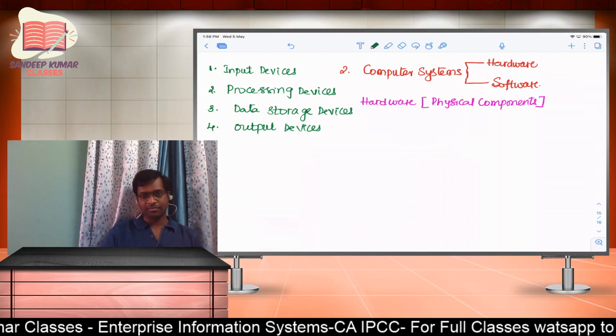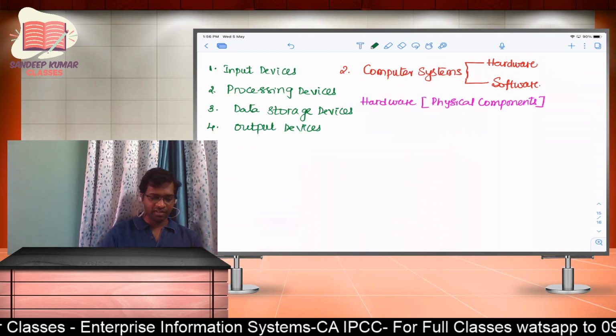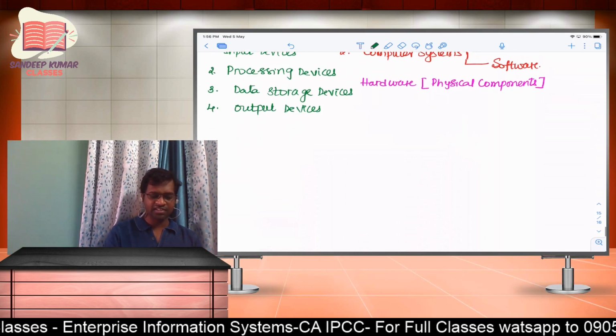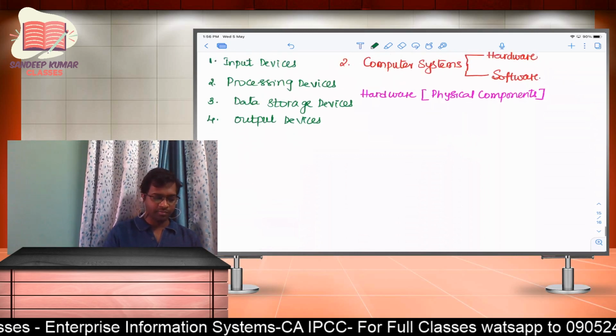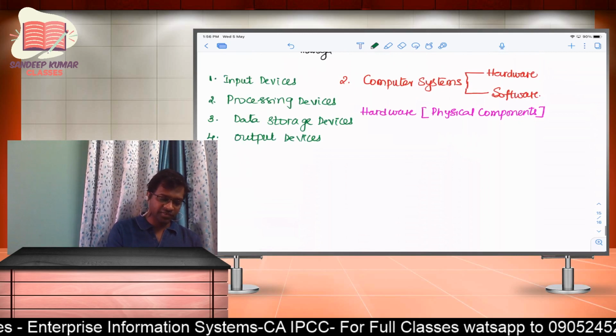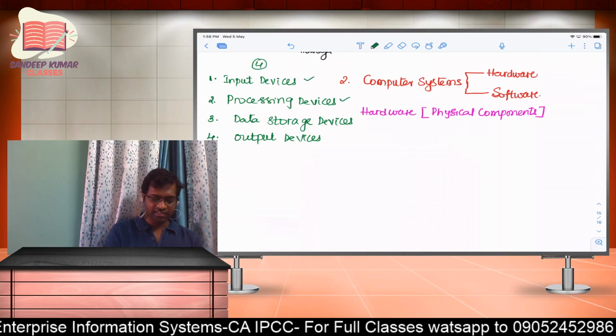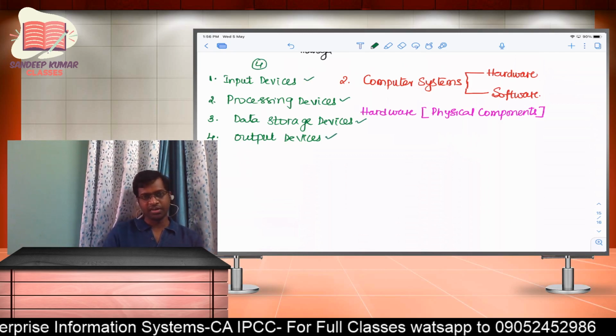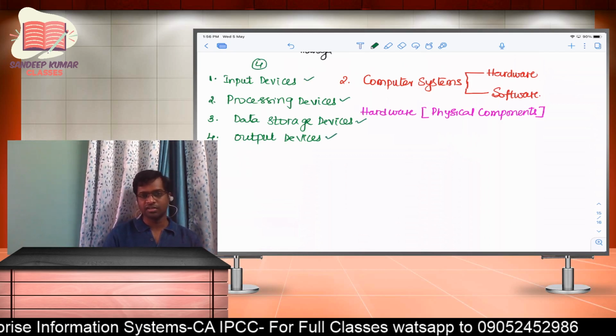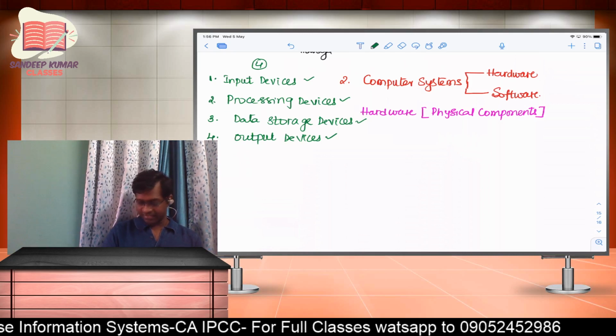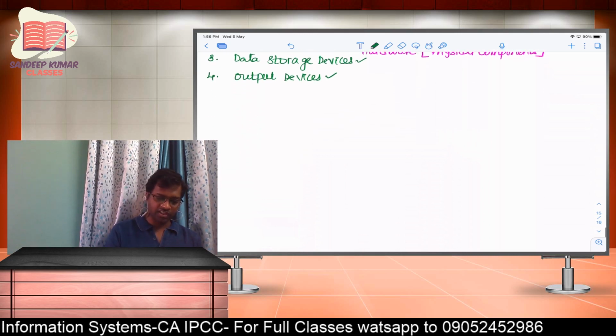Now let us come back to our hardware devices. What do you mean by hardware? Hardware is nothing but any physical component of a computer. How many types of hardware devices do we have? We have four types: input devices, processing devices, data storage devices, and output devices. These are the four hardware resources. Now let us study the first one: what is an input device?